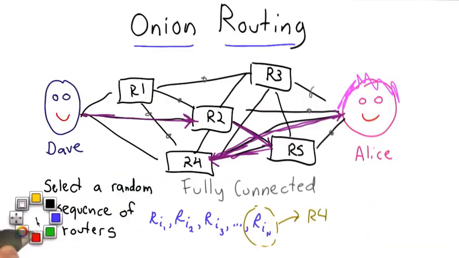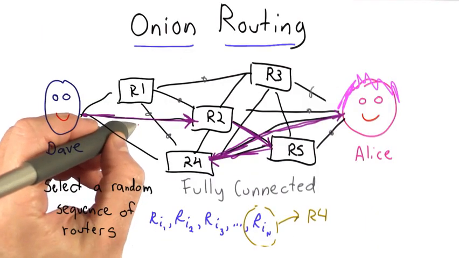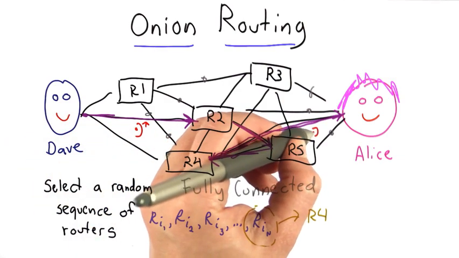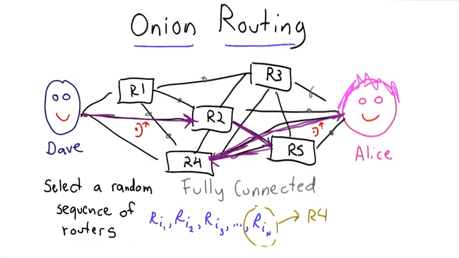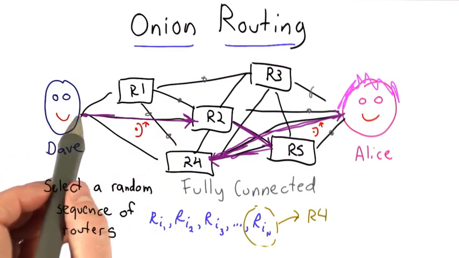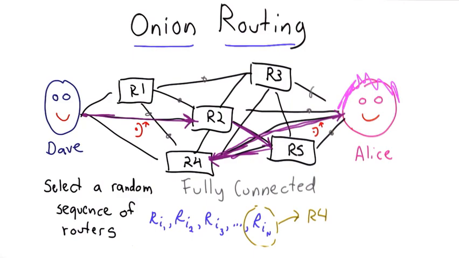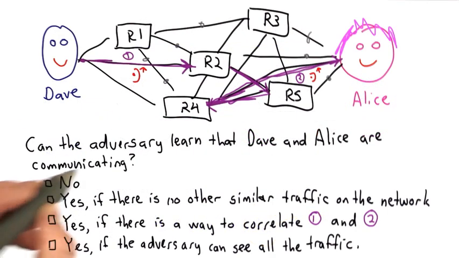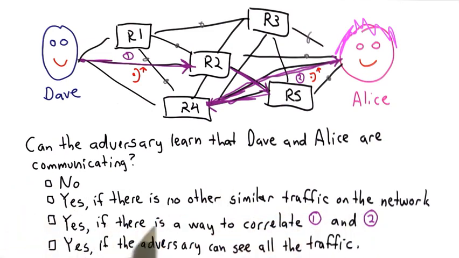So now the question is, suppose an eavesdropper can listen in on this link and can listen in on this link. So it has a way to listen on the outgoing links from me and the incoming links to Alice. Can they determine that we're communicating? No. Yes, if there's no similar traffic on the network. Yes, if there is a way to correlate message 1 and message 2. And yes, if the adversary can see all the traffic on the entire network. So I think the best answers are the second and third.